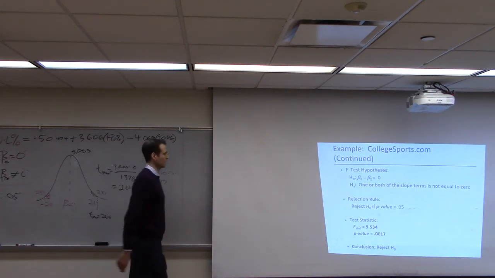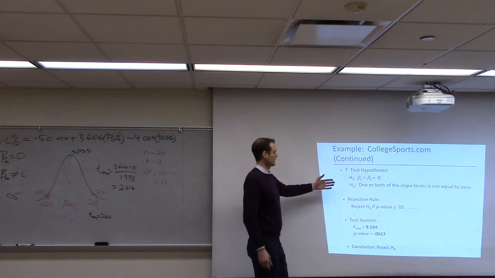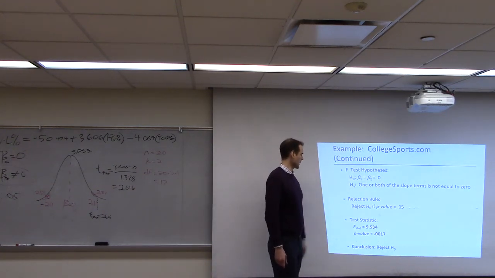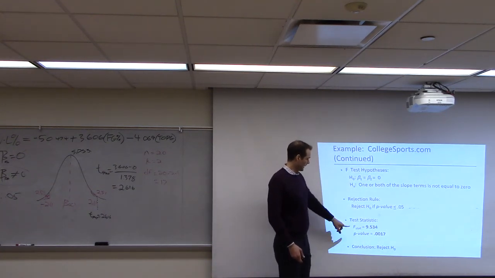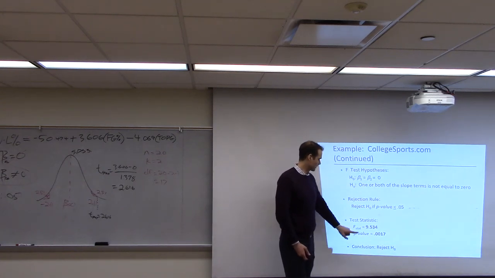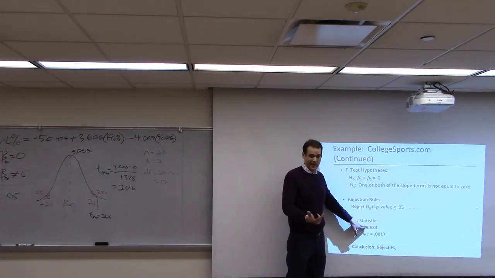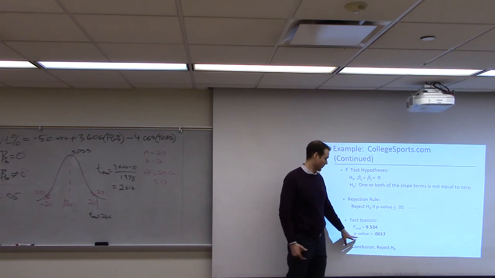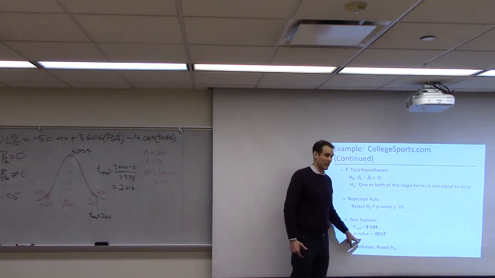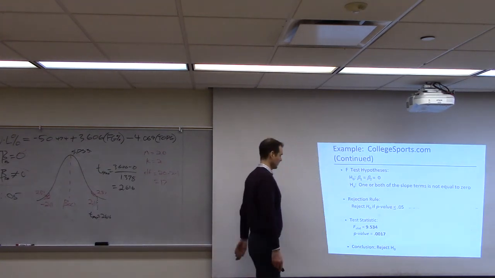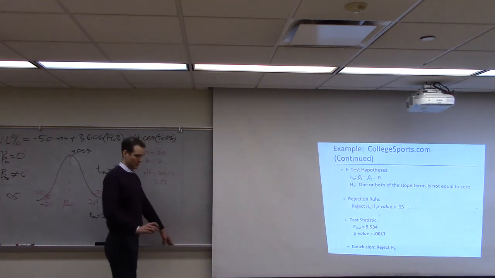These are the F-test results in our college sports example. We had a very high F-stat, which you can note is higher than 1. But the real thing I want you to note is the p-value is very low. So reject the null hypothesis.